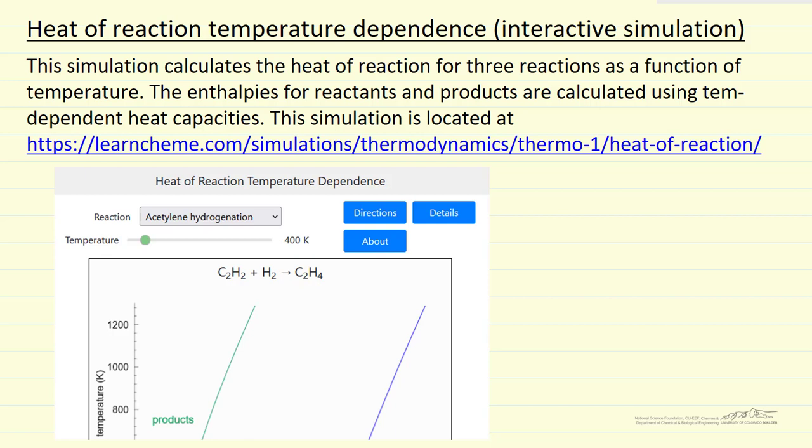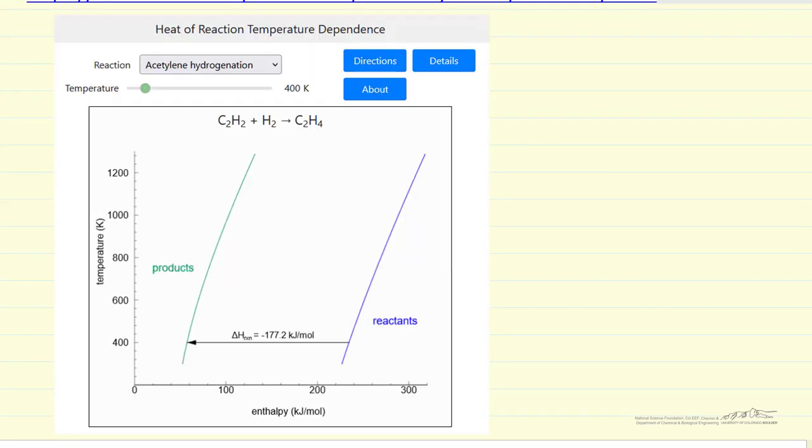We're looking here at an interactive simulation that calculates the heat of reaction as a function of temperature, and it does this by calculating enthalpies for reactants and products, how they change with temperature using temperature-dependent heat capacity. So the simulation looks like this, and I just want to point out that the slider for temperature allows us to see the value of the heat of reaction at a given temperature.